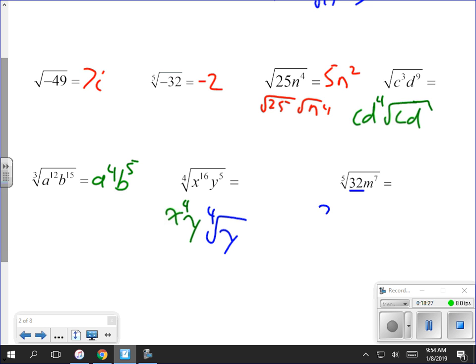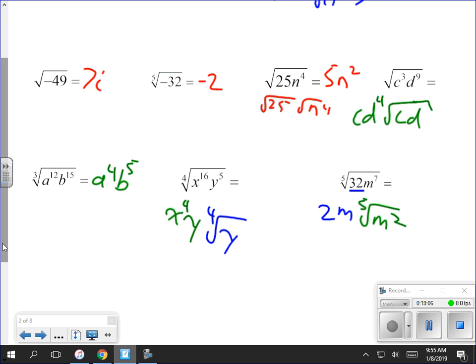So for this portion, I get 2. And then for the m to the 7th, 7 divided by 5 is 1 with a remainder of 2. So that means I have m to the 1st, and then I have a 5th root of m squared, because my remainder was 2. So any of my remainders I put inside. And this is the first remainder we've got that's been more than 1. Okay. Questions?